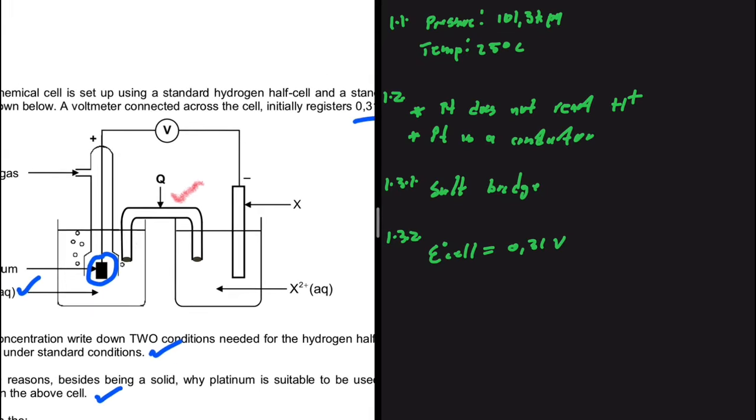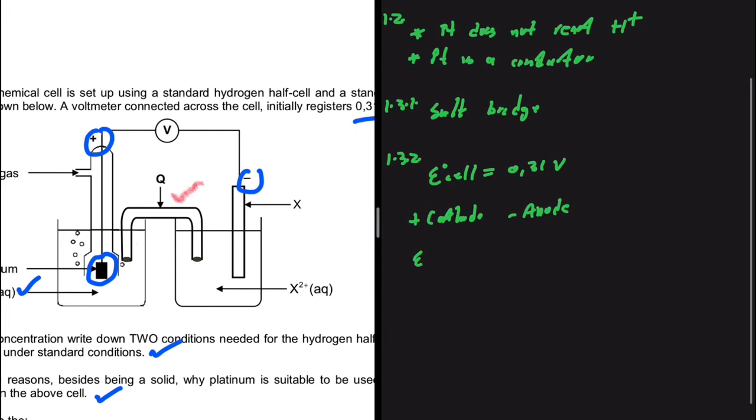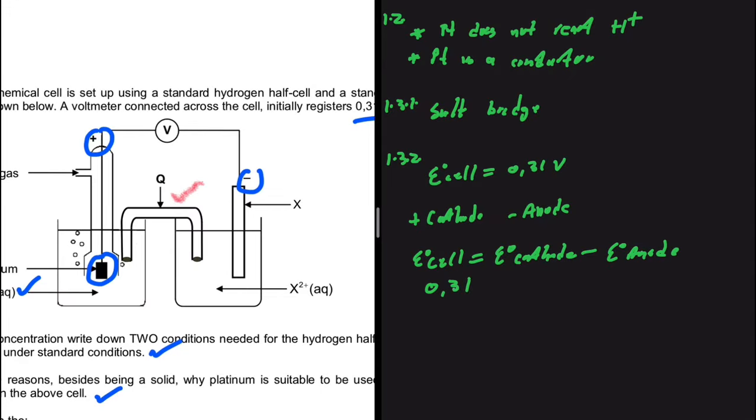Right, now let's look at our setup. This is the positive electrode and this is the negative. In a galvanic cell, the positive is the cathode and the negative is the anode. So what are we saying? We're saying that the potential of our cell can be determined by saying the potential at the cathode minus the potential at the anode. So what is the potential of the cell? This is 0.31 being equal to the potential at the cathode.